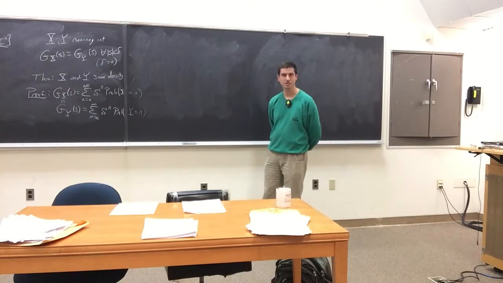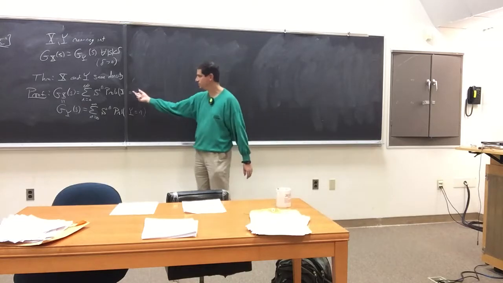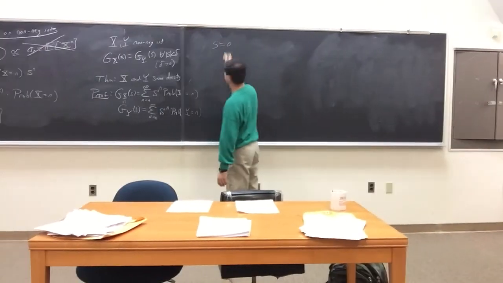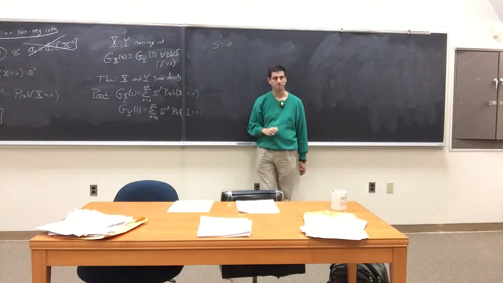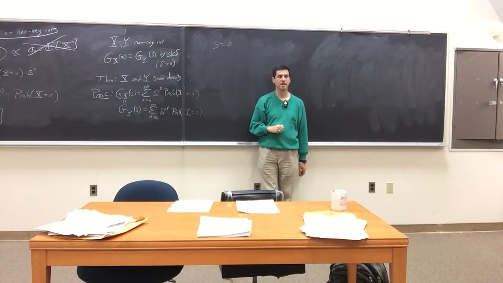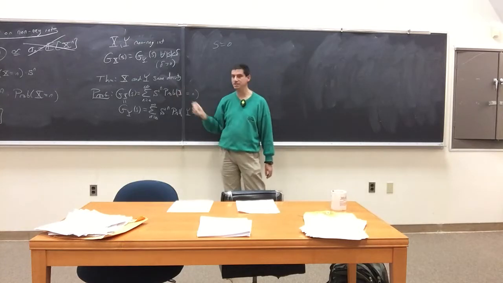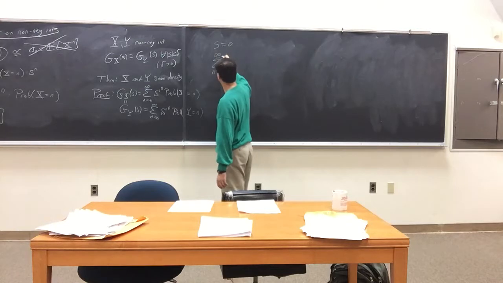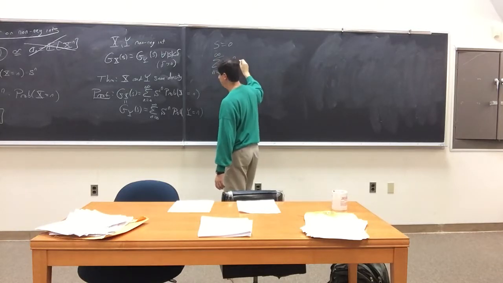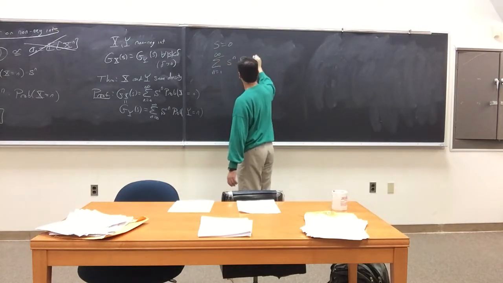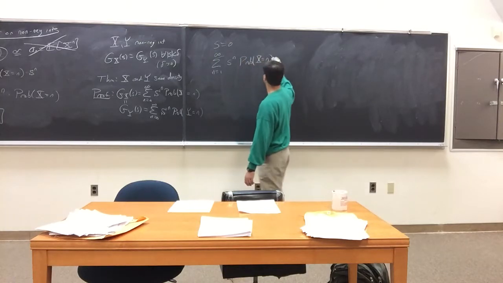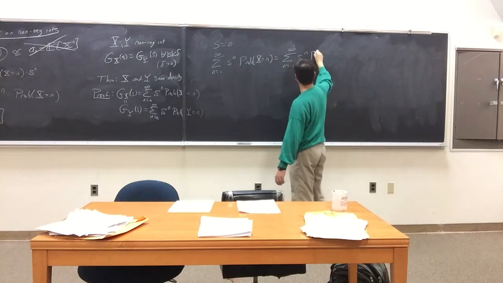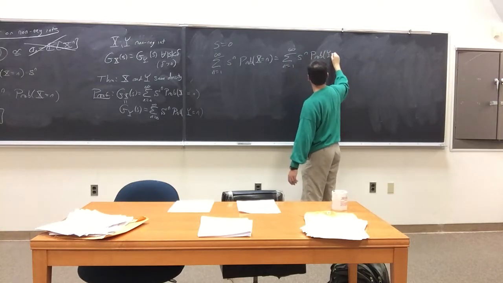So if we just take S equals 0, we would just get the probability X equals 0 and the probability Y equals 0. Now what we do is we subtract the S equals 0 term from both sides, and we now know that the sum, n goes from 1 to infinity, of S to the n probability X equals n is equal to the sum, n goes from 1 to infinity, S to the n probability Y equals n.